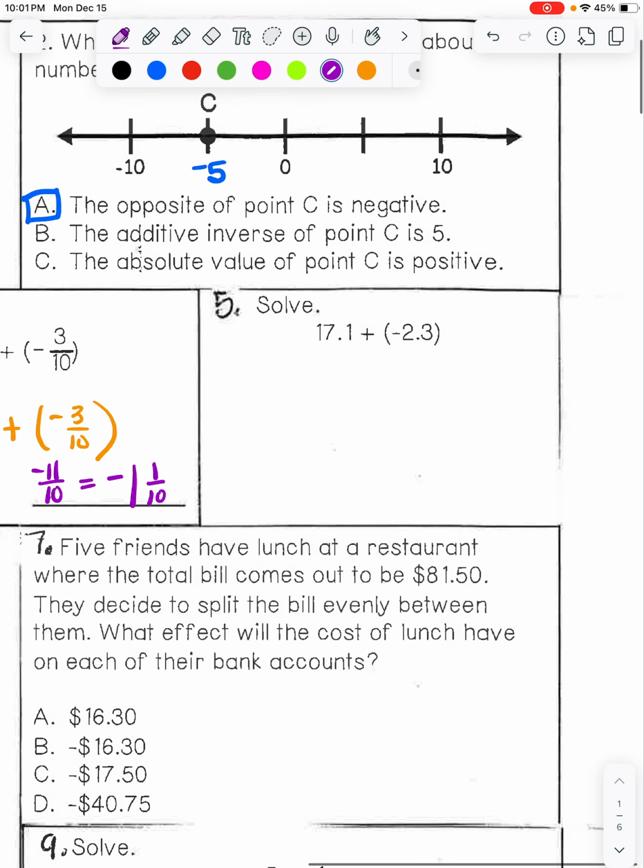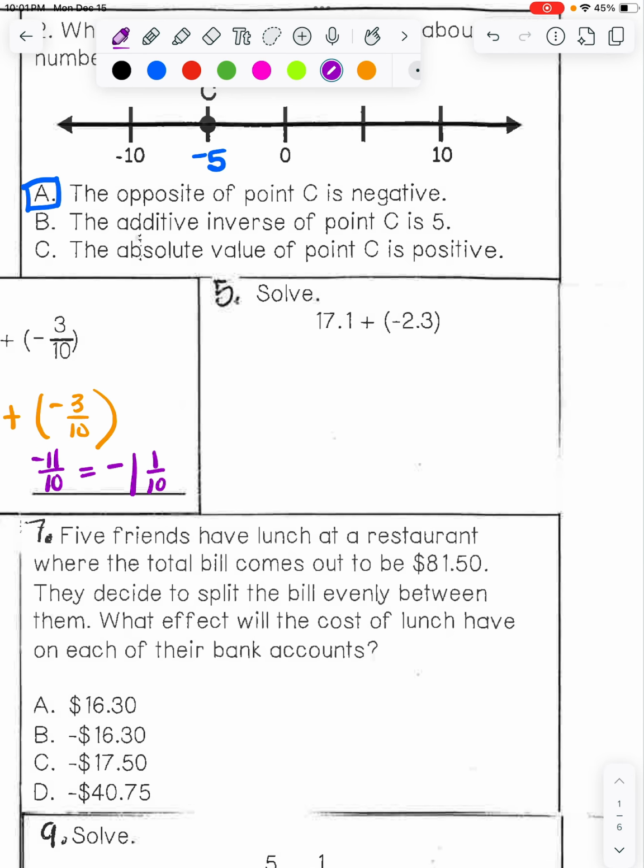Number 5, again with the negatives. Now this time our signs are different. I have a positive and a negative, so I actually need to subtract those. Also, we talked about how, remember, if you need to line them up this way, that's totally fine if you need to do that. Let's see, that's going to give me what, 14.8. And my answer will be a positive.